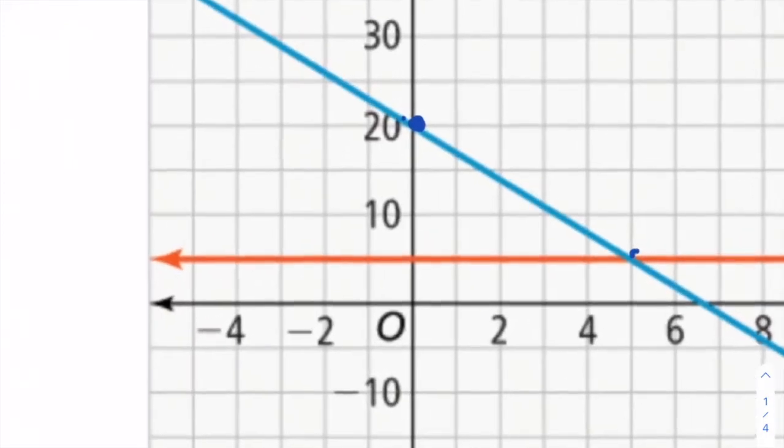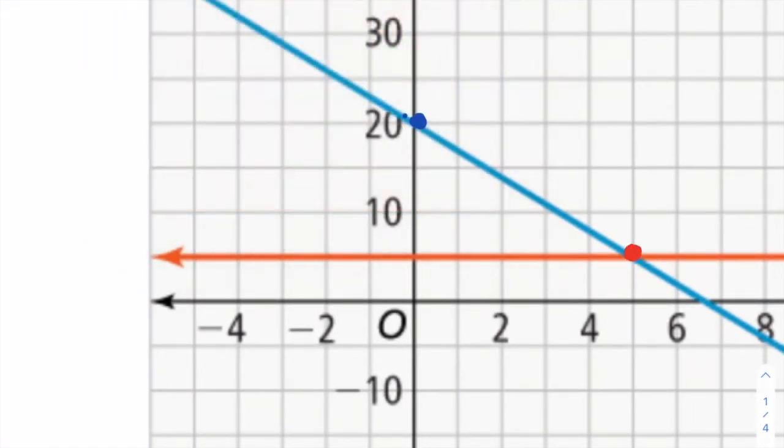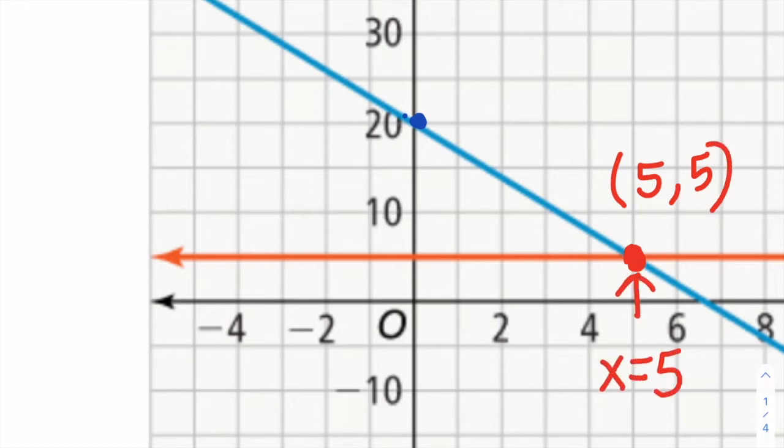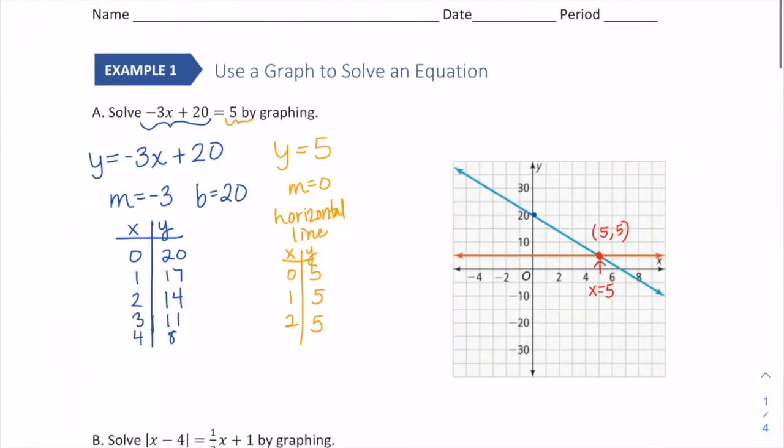So with the graph, we can see that these two lines intersect at the point 5, 5, but it's really when x equals 5. Okay, so we could solve that by graphing. Then we just make sure we find that intersection.